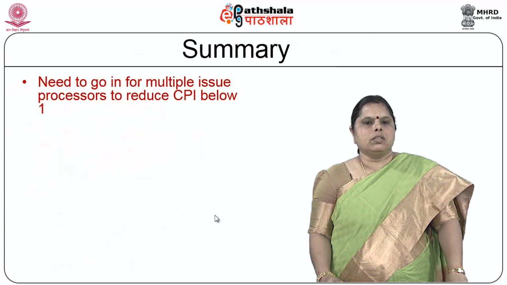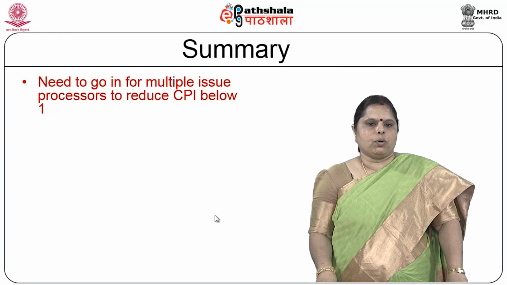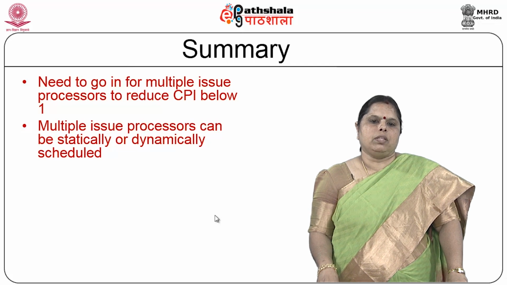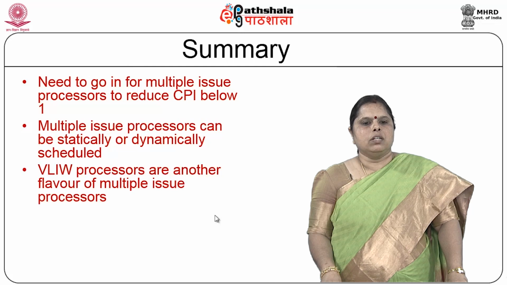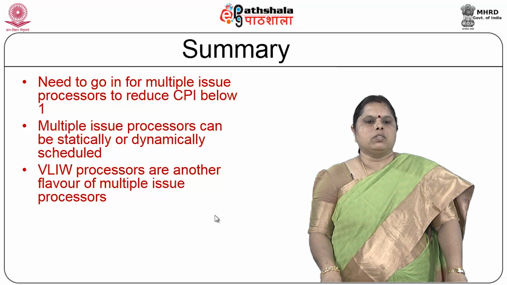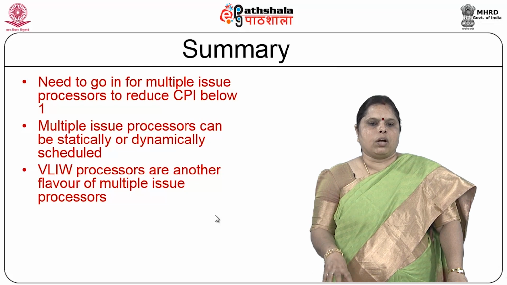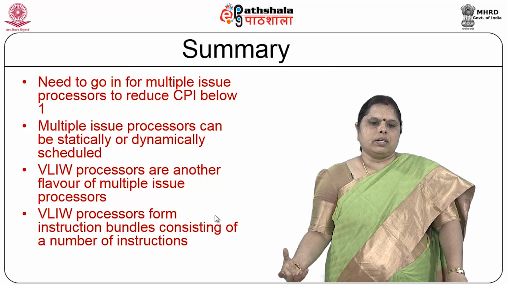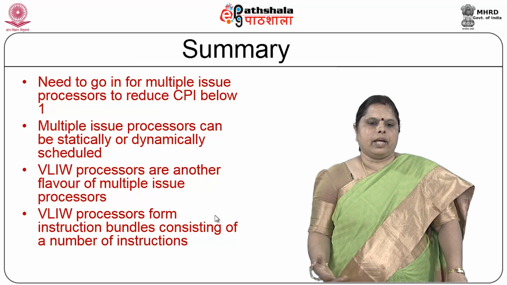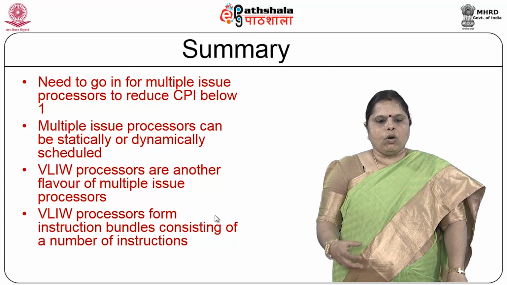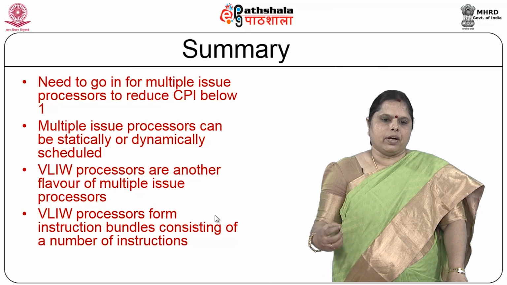So, to summarize, we have looked at the need for multiple issue processors. We have looked at the second flavor of multiple issue processors, namely the VLIW style of architectures. So, in the case of your VLIW style of architecture, the hardware is not so complex. The compiler becomes more complex because the compiler is responsible for uncovering parallelism. So, what the compiler does here is it identifies independent instructions by using different techniques like loop unrolling, software pipelining, predication and all that, and it forms the independent instructions into predefined bundles.